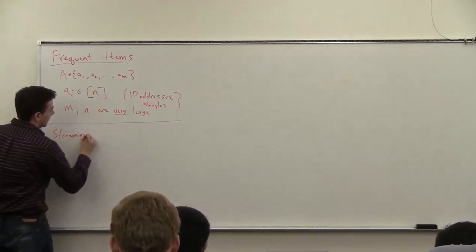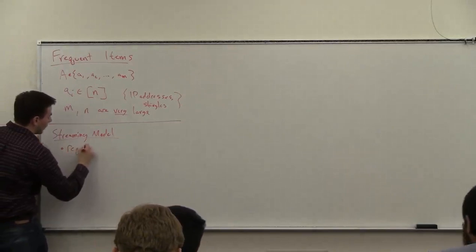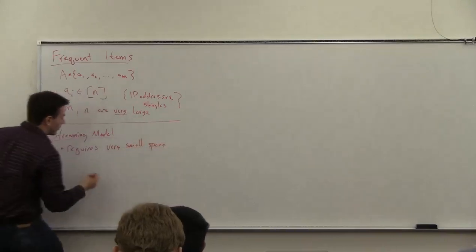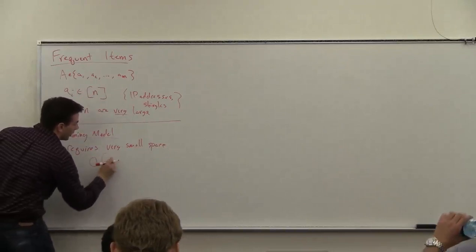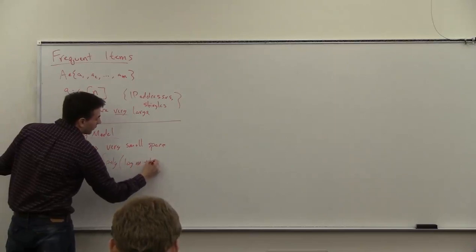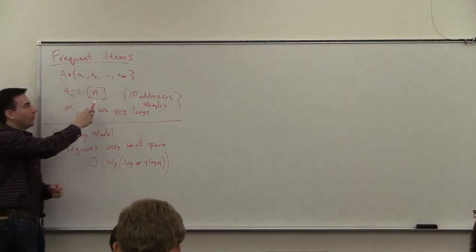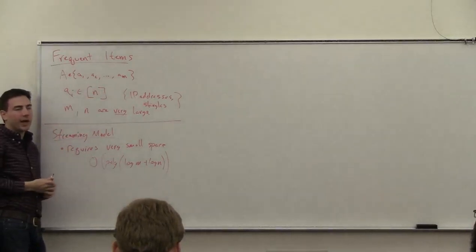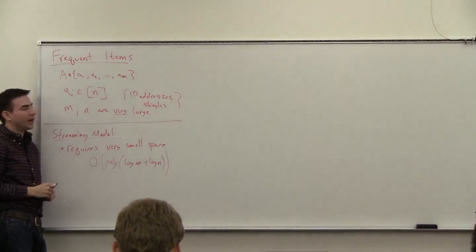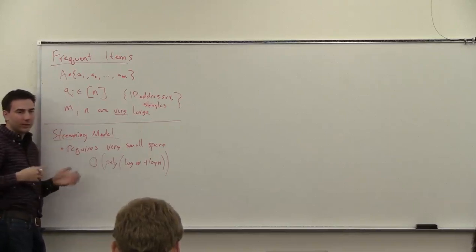So the main point of the streaming model is that it requires very small space. So we're going to think of this on the order of some small polynomial of log m plus log n. So it's not even going to have linear space in the number of items or in the space of possible items. You're not going to have some place in your memory for every possible IP address, and a router can't store every packet which is sent through it. It gets it, it sends it someplace. But it wants to know something about this data that it has.